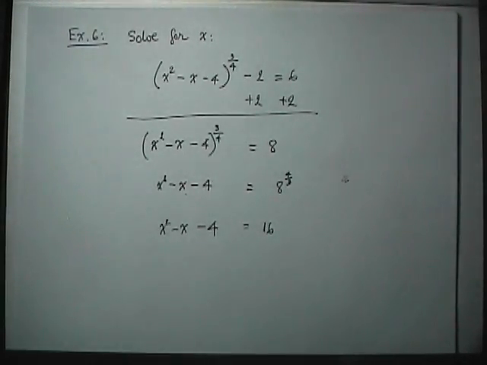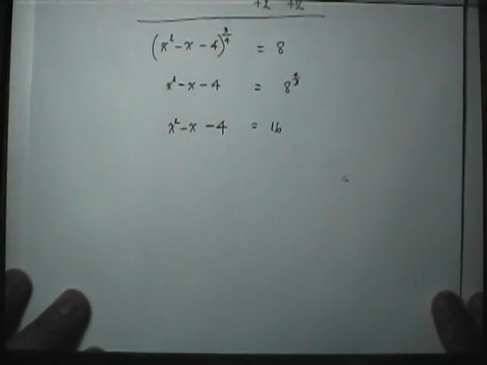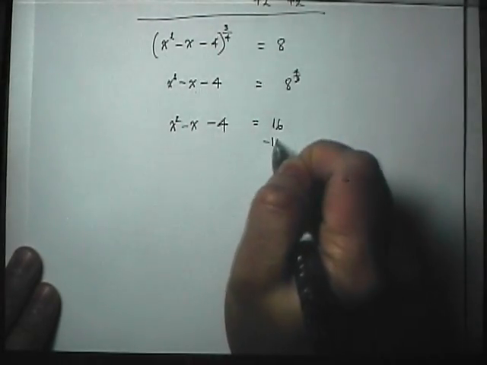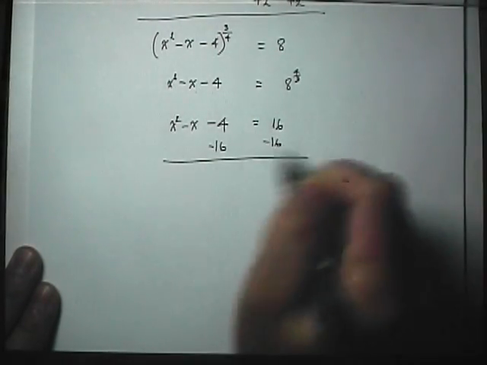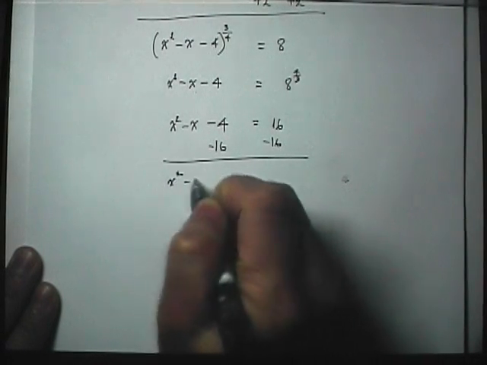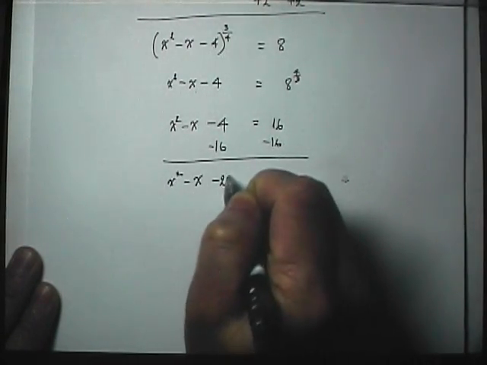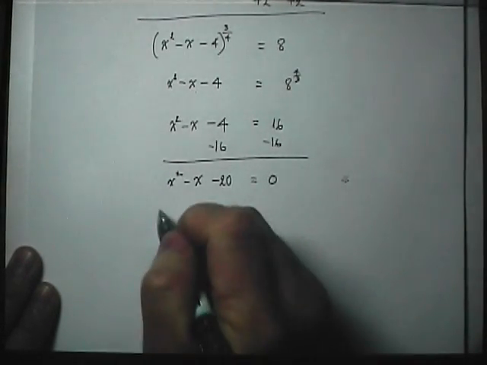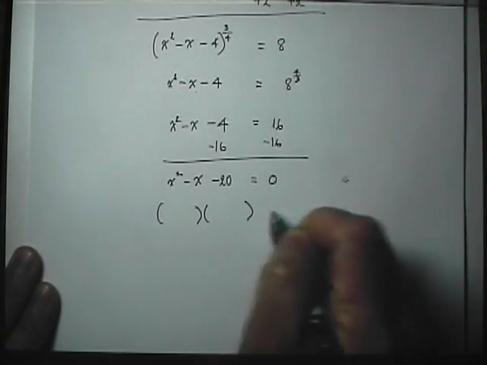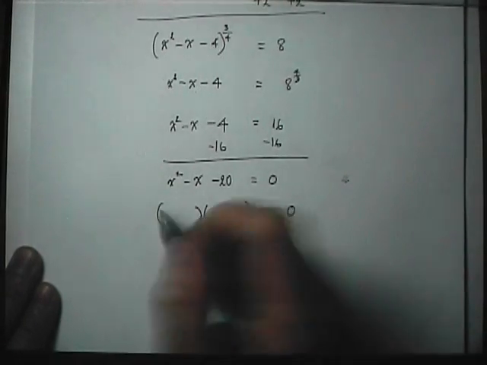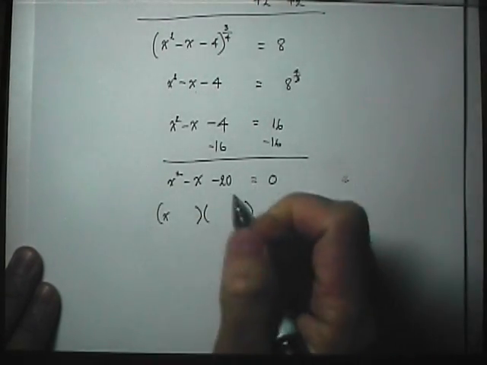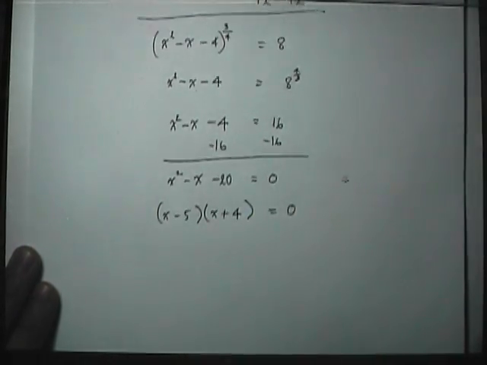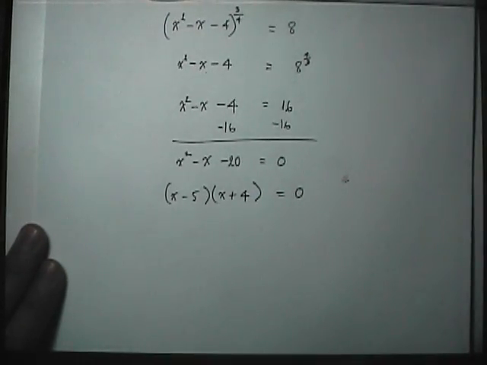Now you are back into something you are so familiar with, a quadratic equation. So simply subtract 16 from both sides, and that leaves me x squared minus x minus 20 equals 0. And once again, at this point I see that factoring is my fastest access here. I can do x minus 5 times x plus 4. Those are my two factors.